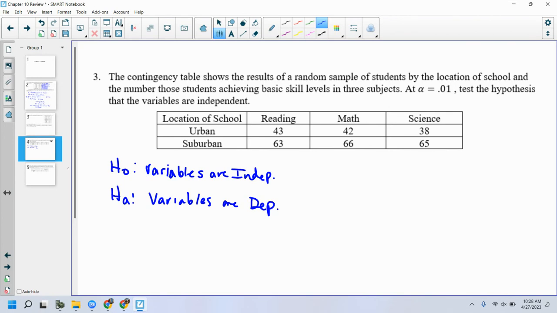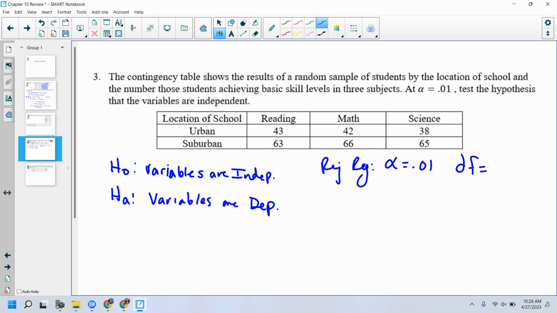Let's find my rejection. Well, at the alpha 0.01 level, what's my degrees of freedom here? We got 3 columns, 2 rows. 3 minus 1 times 2 minus 1.